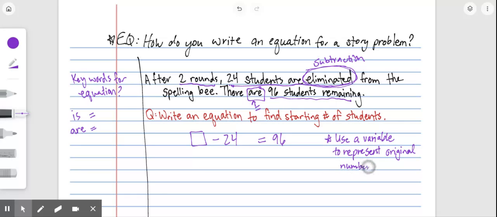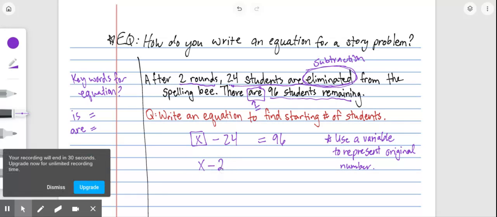Okay, so let's choose a variable to represent the original number. There are lots of different variables you can use. I usually go with x just because x is a common variable. You do not have to use x. Maybe you wanted to use the letter S for students or the letter B for bee, as in spelling bee. So then my equation is the original number of students minus the 24 that were eliminated equals 96 students remaining. I've created an equation based on the story problem that I was given.